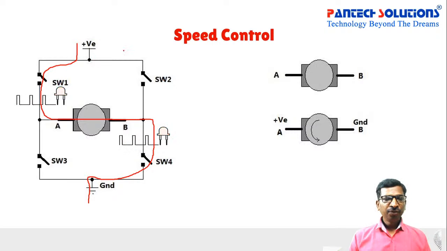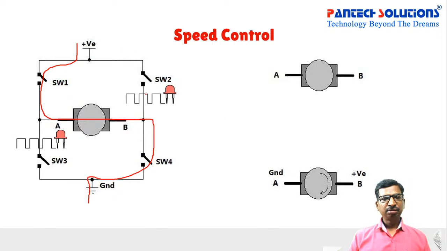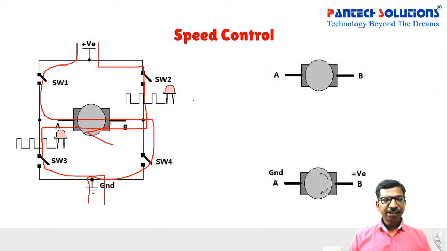And similarly, for reverse, if you turn on switch 2 and switch 3, in that condition the positive voltage will be applied via S2, the motor and S3, and return to the ground. So here the negative voltage is applied. For terminal A there is a ground connection and terminal B gets a positive voltage. In that condition, the rotation of the motor will be in the reverse mode, right? So similarly, by changing this PWM method, we can control the speed.